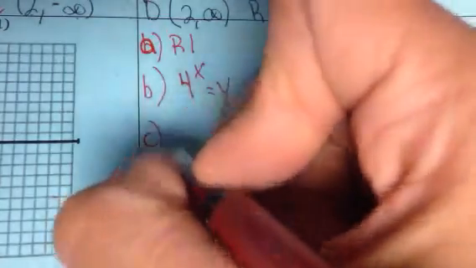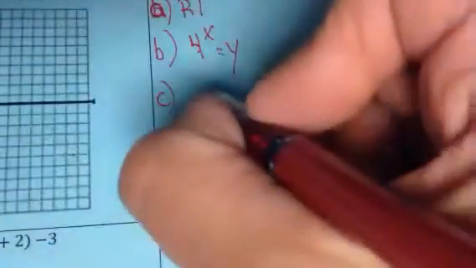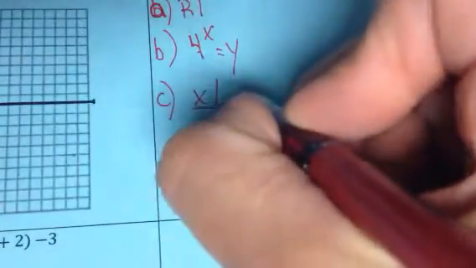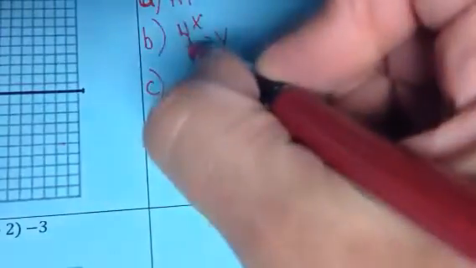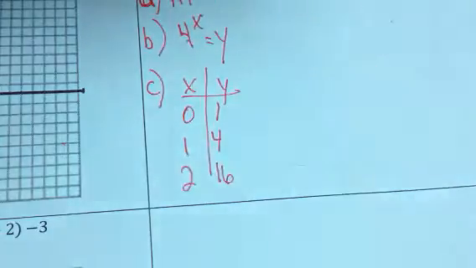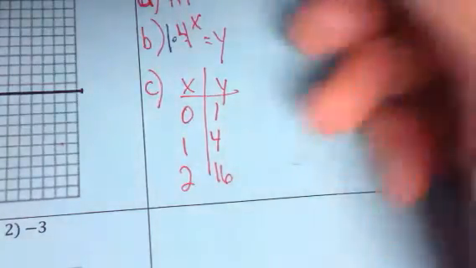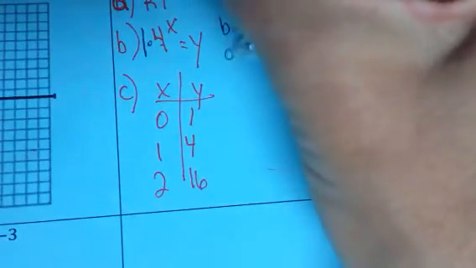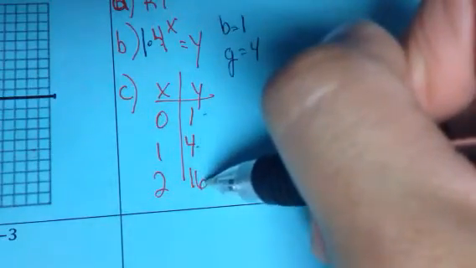Now I'm going to make my T-chart. This is growth because this is bigger than 1, or that's bigger than 1. So I'm going to use 0, 1, and 2. So 4 to the 0 is 1, 4 to the first is 4, 4 to the second is 16. Last chapter, we would have put a y-intercept in front, and then our y-intercept is 1. And then what we grow by is 4, so 1 times 4 is 4, 4 times 4 is 16.